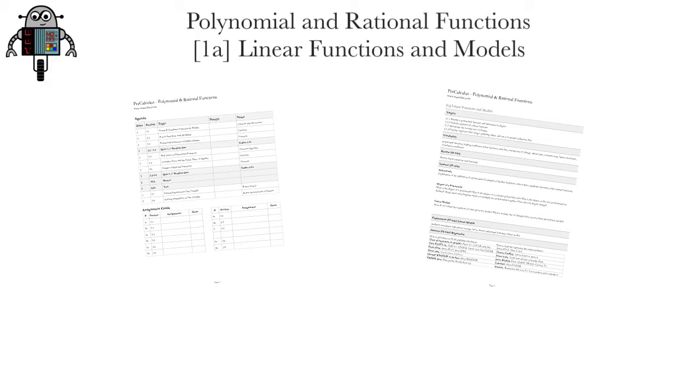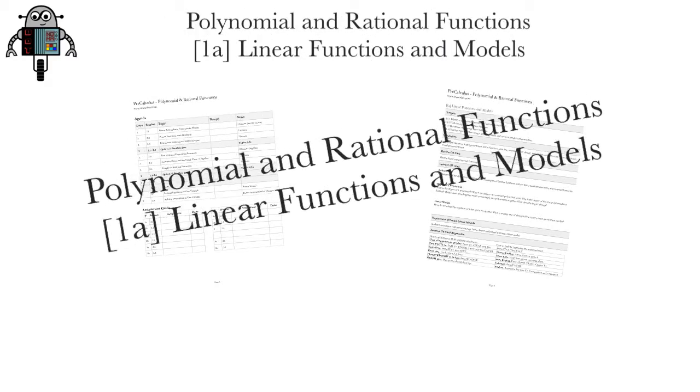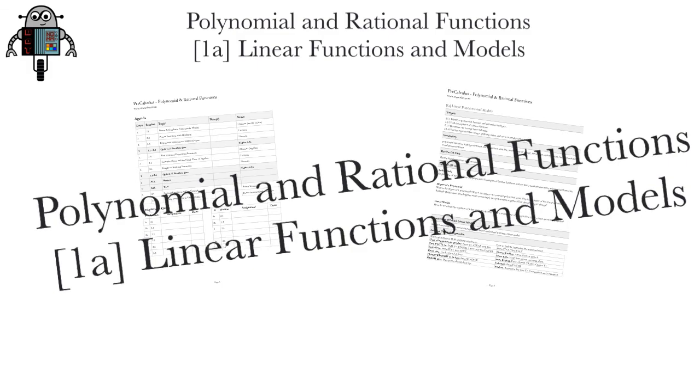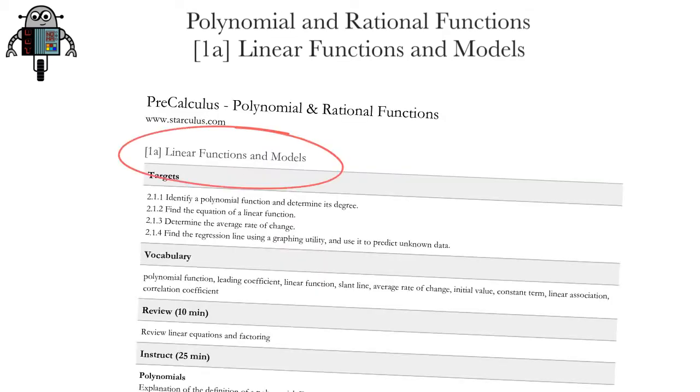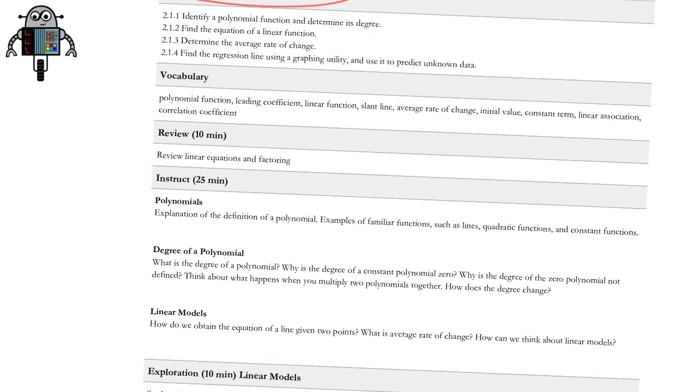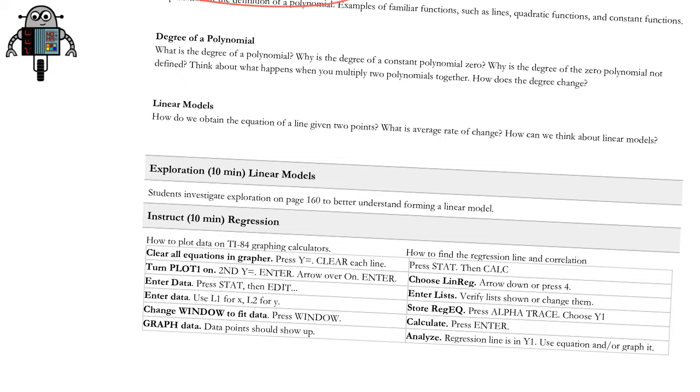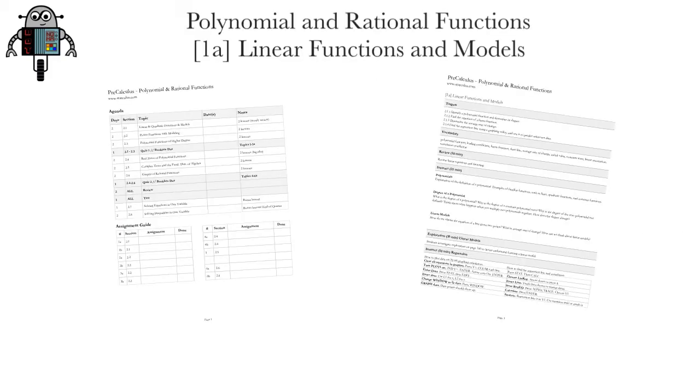Welcome to the first lesson of a brand new unit titled Polynomial and Rational Functions. The first topic is all about linear and quadratic functions and models. In the first lesson, we'll focus only on linear functions and models. We'll learn about polynomials and the degree of a polynomial. We'll create linear models using 2 points and a collection of points using the regression feature on a TI-84.